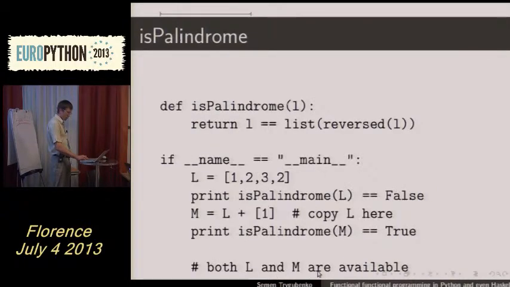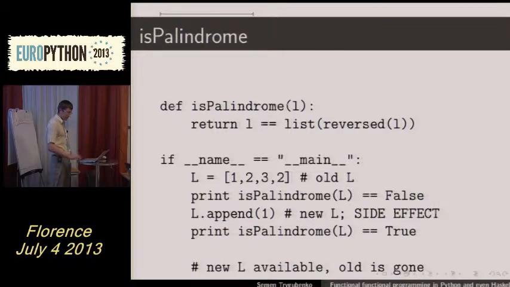So we can write the same thing in Python, of course. We can say that here we make a copy of L into m and append an element here. And now we have true, and still L and m are both available. So here, however, we have two copies, whereas in Haskell, potentially, depending on the data structure and implementation detail, there could be some sharing going on.